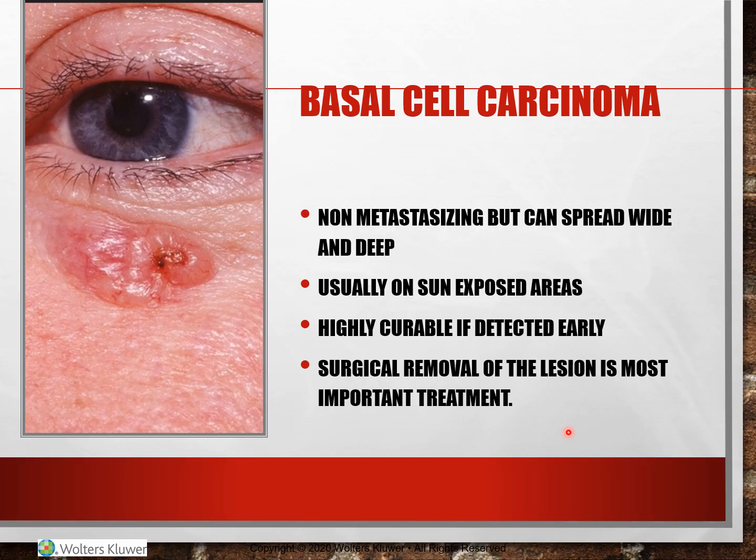So while these don't metastasize, they can get so deep into the skin that their removal, if they've been growing for quite some time, can cause a lot of scarring and disfigurement of the skin itself, because of the depth that we sometimes have to go to remove them completely from the tissue. They, just like other types of skin cancer, are usually found on sun-exposed areas of the skin, but they are highly curable if they're detected early. Surgical removal, again, is the most important treatment here, but can cause a lot of scarring and disfigurement if these are really deep lesions.